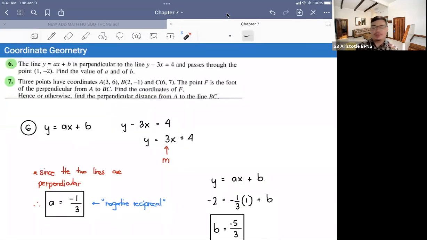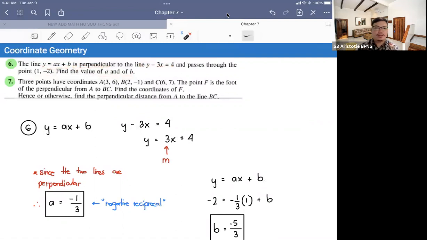Okay, let's see it. So it says here that the line y equals ax plus b is perpendicular to the line y minus 3x equals 4 and passes through the point (1, -2). Find the value of a and of b.